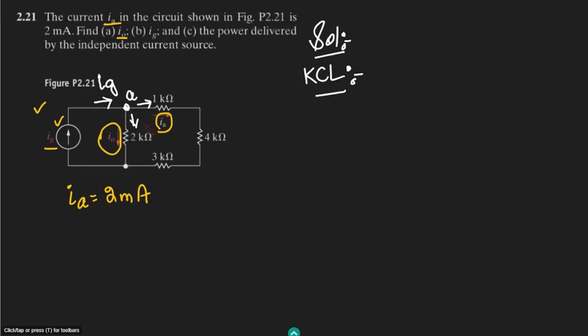The first one here is I naught, and the second one here is Ia. So according to the KCL, Ig is equal to what? That is equal to I naught plus Ia. Here we just know the value of Ia.